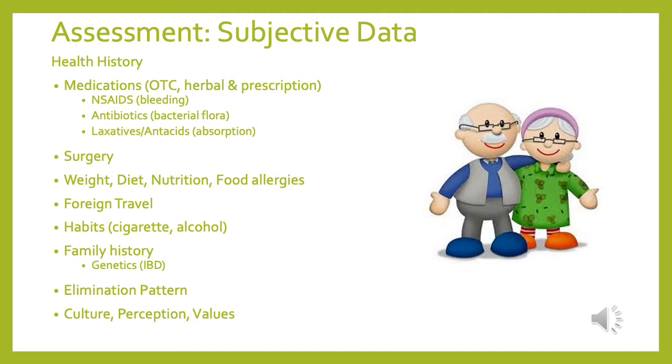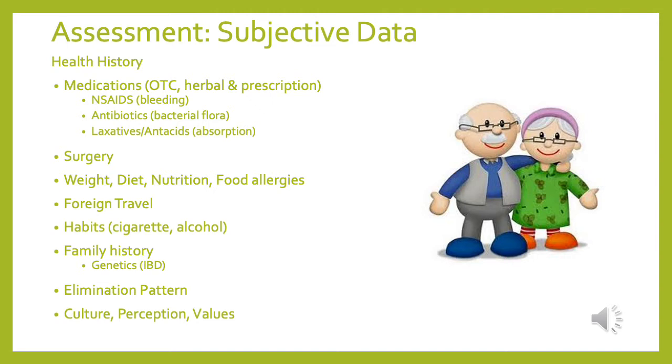Because often these medications too can have an adverse effect on the GI system. In particular, if they take any NSAIDs or non-steroidal anti-inflammatory drugs. Examples of an NSAID could be aspirin or ibuprofen, also known as Advil or Motrin, or naproxen, also known as Aleve. The NSAIDs can predispose a client to GI bleeding, so that's why it's important for us to know if they're taking them and how often.